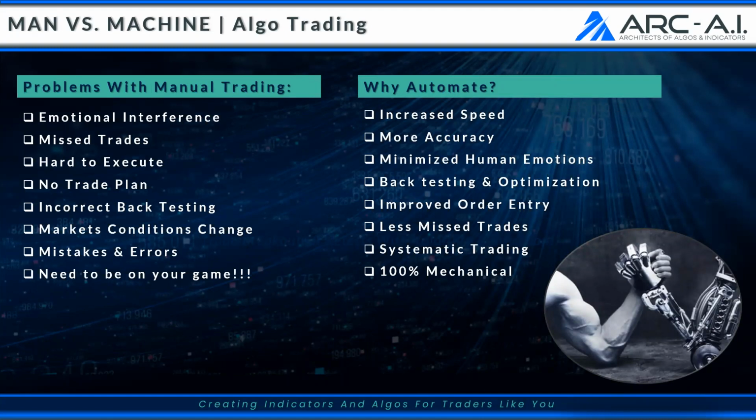When we look at manual trading, discretionary trading versus algo trading, there are some advantages. Certainly there are some downsides, and there are advantages with anything that we do. But the problems that we can identify with manual trading are emotional interference, right? Sometimes we get emotional, we make bad decisions. Missed trades, we talked about that one. Maybe it's hard to execute. Maybe you see something that looks really great on paper, and you go to trade it live, and you're like, this isn't nearly as good as I thought it was going to be, because I just can't get into the market the right way.